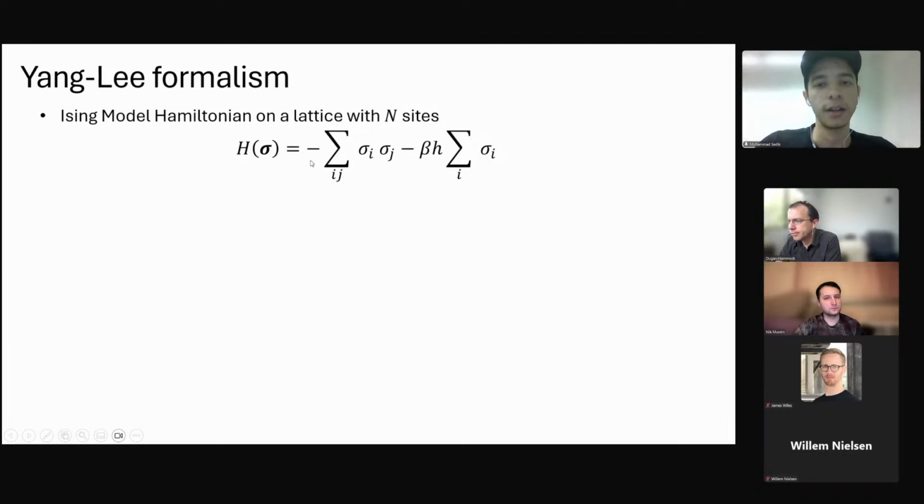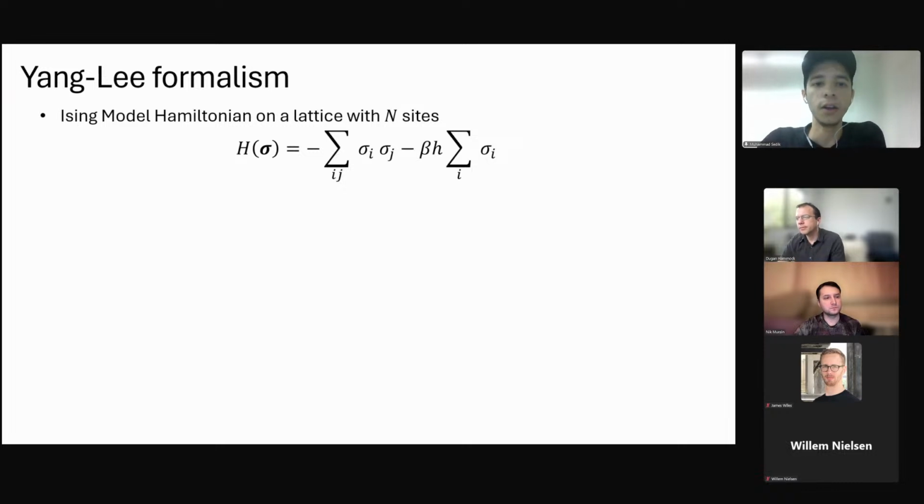The original Ising model that was introduced had i and j restricted to nearest neighbor interactions. But for this system and for the Yang-Lee theorem, it does not. You do not have to restrict it to nearest neighbor interaction. The theorem still holds without this.